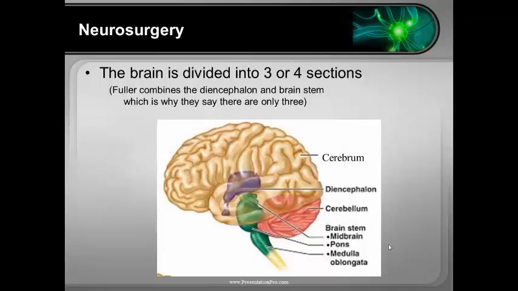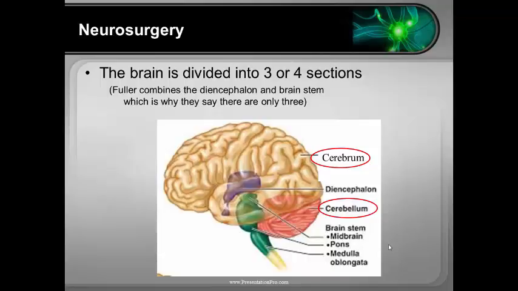So, the first section is the cerebrum. It comprises the vast majority of the brain tissue. Another name for it is the forebrain. We will go over what the cerebrum actually does for us in a couple of slides from now. Behind and below the cerebrum, under the skull's occipital bone, is the cerebellum. Another name for the cerebellum is the hindbrain.